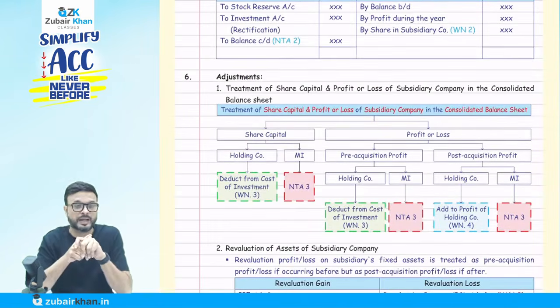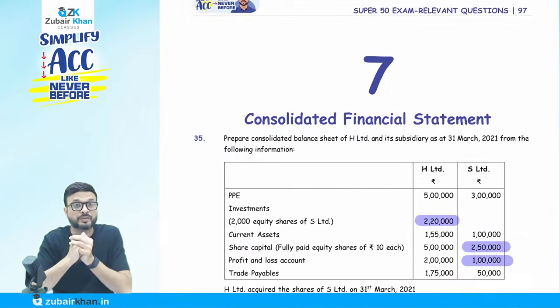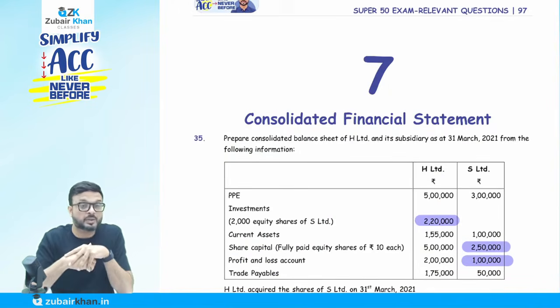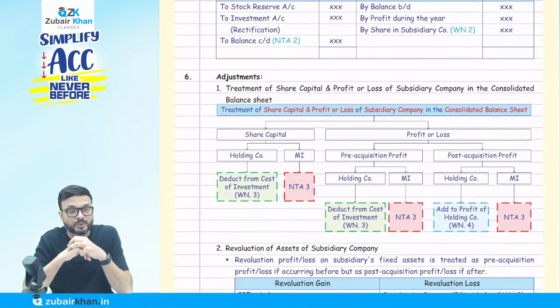Okay, so what we will do now is, I will tell you the concept. First, I will tell you the concept, you just have to listen to me carefully. Then after that, obviously we are going to cover the Super 50 questions. From the Super 50, we'll cover today the consolidated financial statement chapter's questions. So just listen to me carefully. I'm going to cover each and every concept here. So don't worry, it is not a difficult topic at all.